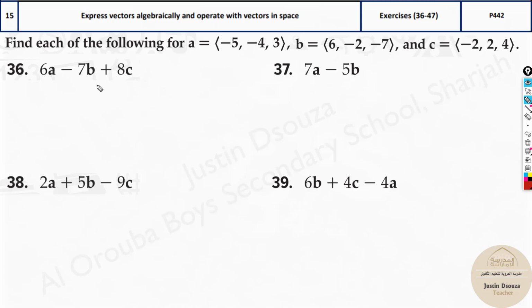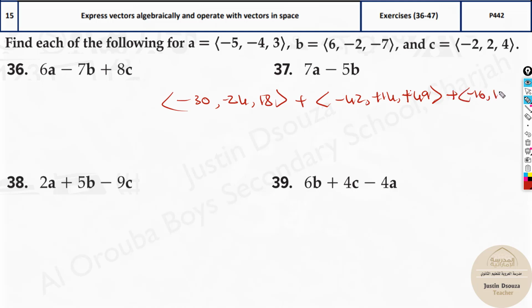So everything is multiplied by 6 here. It will be minus 30 and then we will have minus 24 and lastly there is 18. That is the first component, that's 6a. Then plus, just multiply this minus sign inside. It will be minus 42, minus 14, this minus and minus becomes plus. Even over here, minus and minus becomes plus 49. And then lastly, we have 8 to be multiplied. It is going to be negative 16, 16 and 32. So these are the answers.